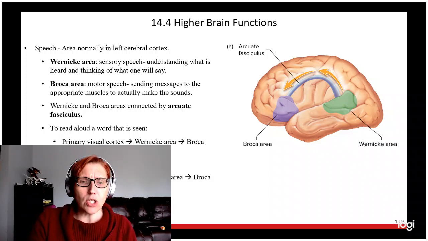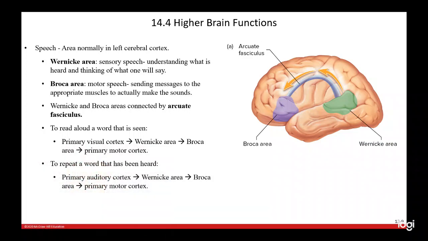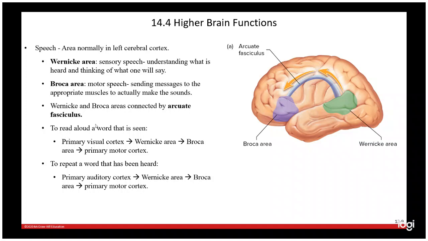So what I need you to know from this is that in order to read aloud a word that you see, it has to go into your primary visual cortex. It has to be processed by your Wernicke area. You need to figure out what you're going to say back there. It then moves through the arcuate fasciculus and goes to the Broca area. Then it goes to the primary motor cortex, and the words will come out.